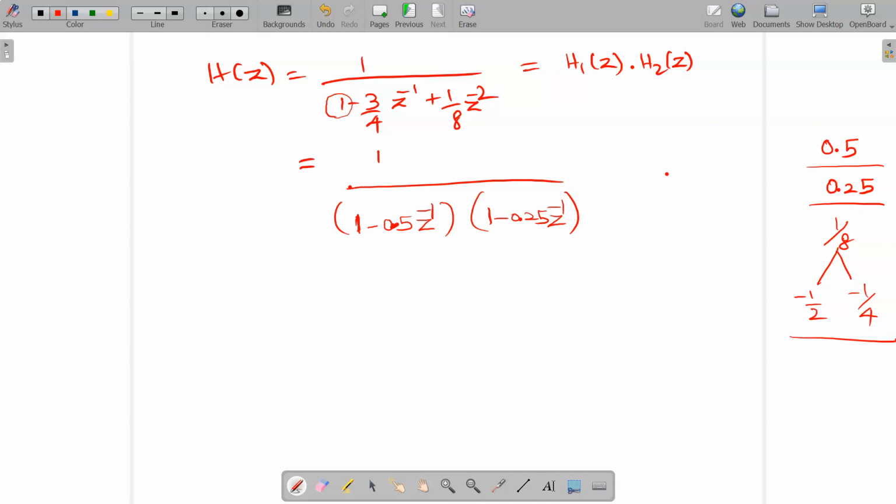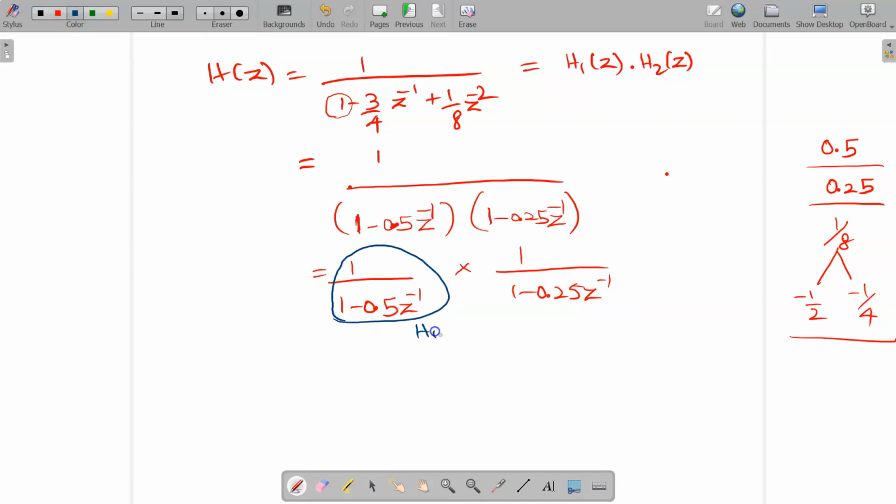As I said, this is nothing but H1 of z into H2 of z. So how can I split this term? One term as 1 by 1 minus 0.5 z inverse, and another term as 1 by 1 minus 0.25 z inverse. So this is nothing but H1 of z, and this is nothing but H2 of z.